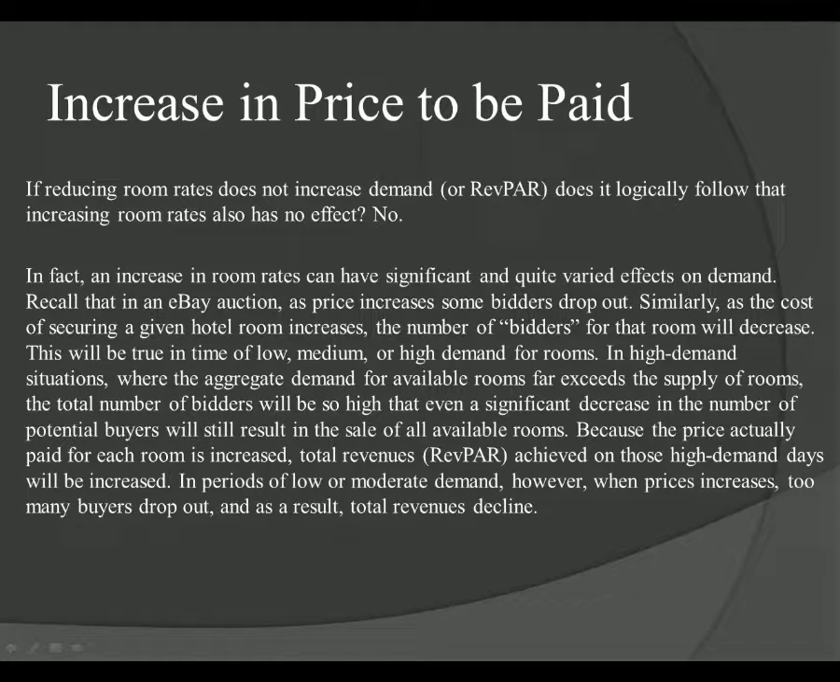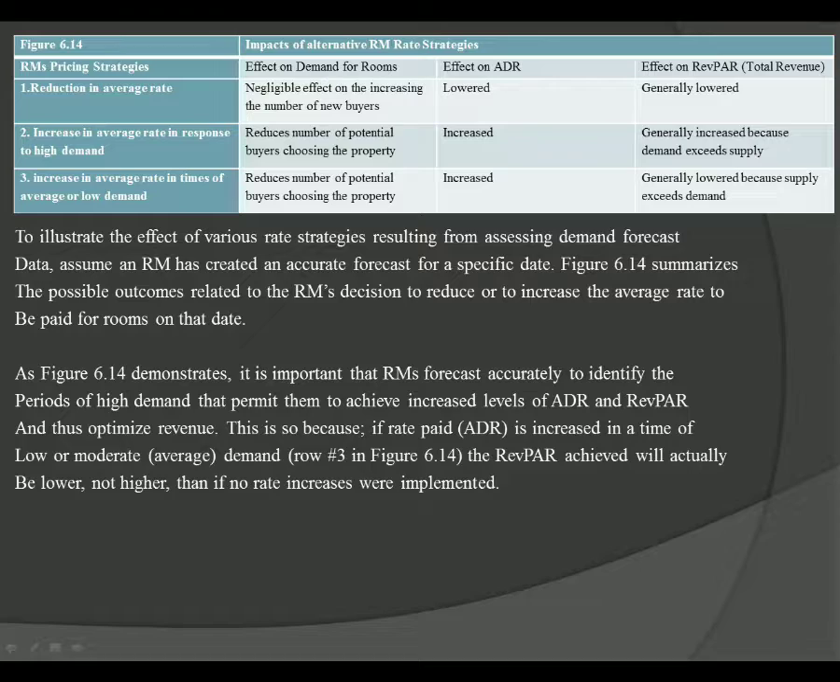In high demand situations, where the aggregated demand for available rooms far exceeds the supply of rooms, the total number of bidders will be so high that even a significant decrease in the number of potential buyers will still result in the sale of all available rooms. Because the price actually paid for each room is increased, total revenues achieved on those high demand days will be increased. In periods of low or moderate demand, however, when prices increase, too many buyers drop out, and as a result, total revenues decline. In Figure 6.14, Impacts of Alternative RM Rate Strategies.